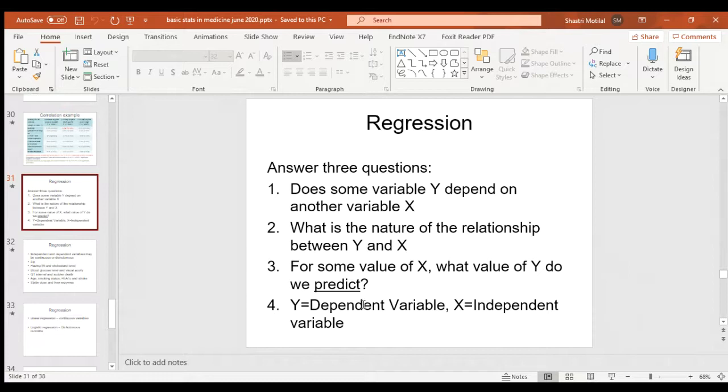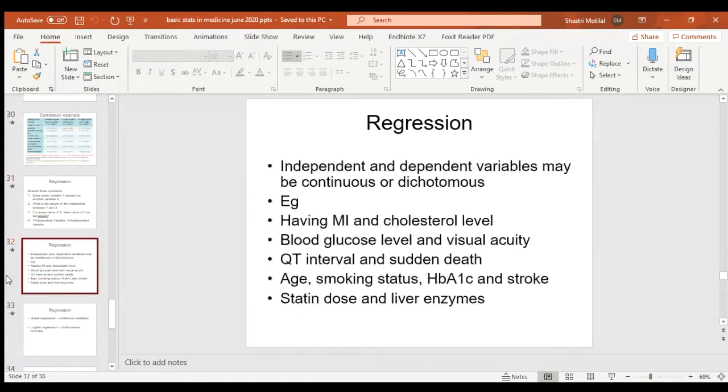In this case, the dependent variable is what we call the outcome. In this case, it will be whether you pass or fail final MBBS. And the independent variable is what we look at as the predictor or the risk factor. In this case, it would be year 5 clerkship student grades. So regression tries to answer that question. Regression is about prediction. Can we predict an outcome, a dependent variable, based on an independent variable? And regression could be different things. Here, regression could be having an MI and cholesterol level. In this case, having an MI would be the dependent variable, that's the outcome, and cholesterol would be the independent variable.